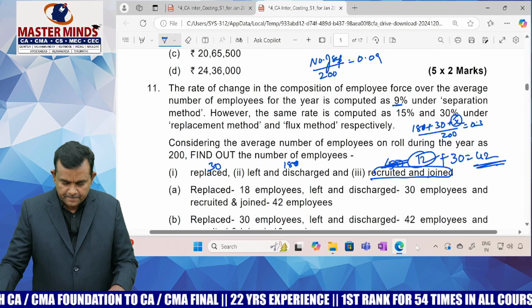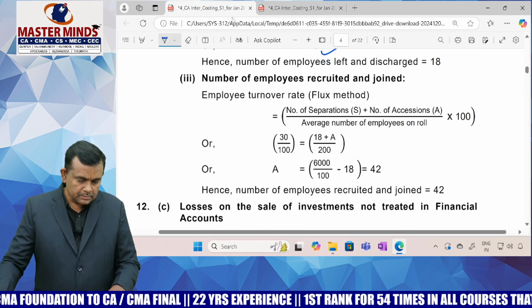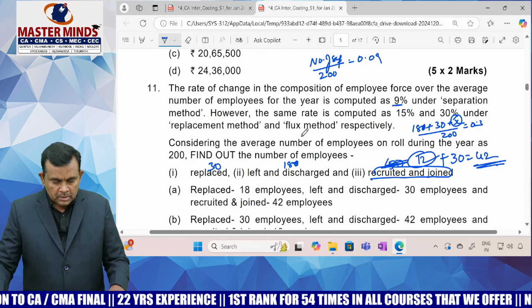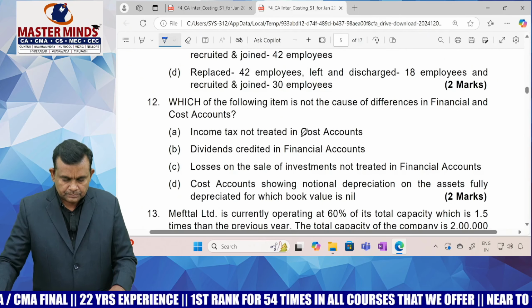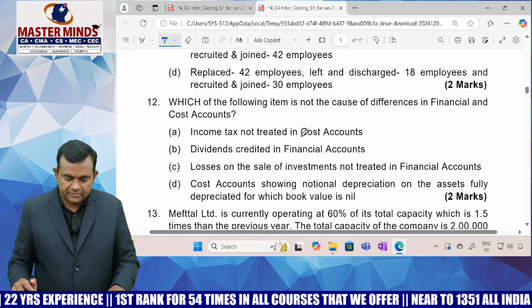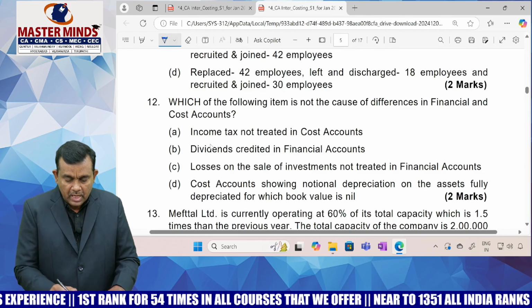So this is the employee turnover sir. Next, 12th question. Which of the following items is not the cause of difference in financial and cost accounts? Income tax not treated in cost accounts. This is one cause for the difference of financial and cost books profits. Dividends credited in financial books. This is also one cause of difference in financial and cost books.